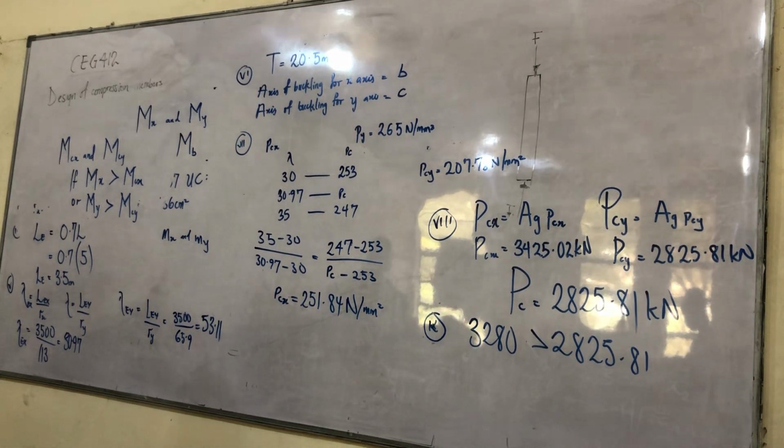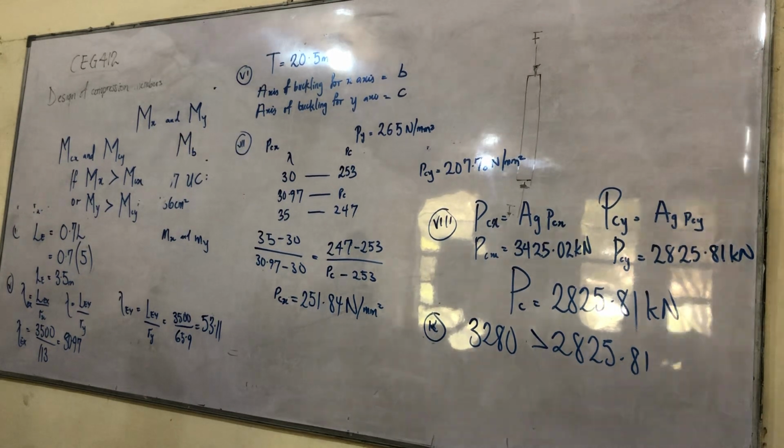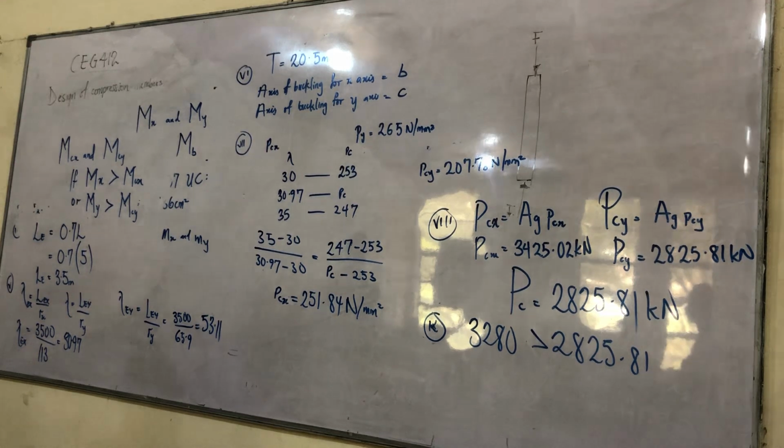The column is 10 meters long and is fully fixed against rotation at top and bottom, comma. And the floors it supports are braced against sway.